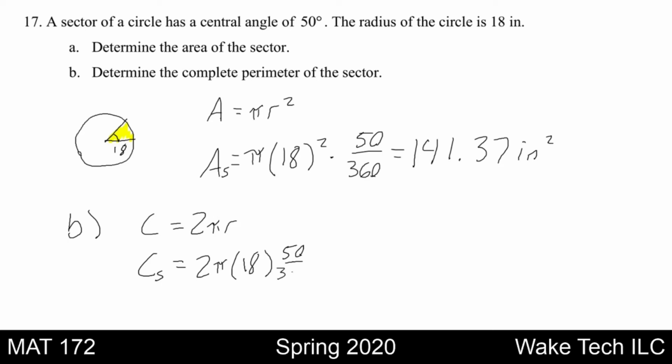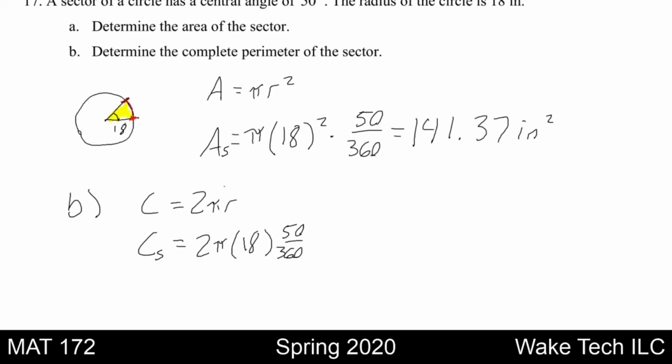And what this finds is just this distance right here. From here to here, and if I use some coloring right here, it goes this distance right there. Now, we don't want to know just that distance though. We want to know the complete perimeter, right? That means not only this part of the sector, but also this and this all added together.